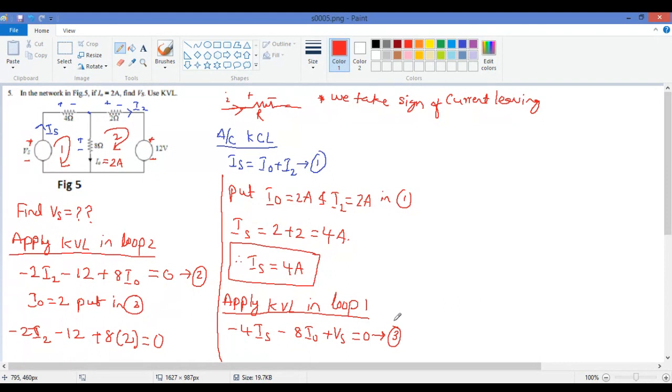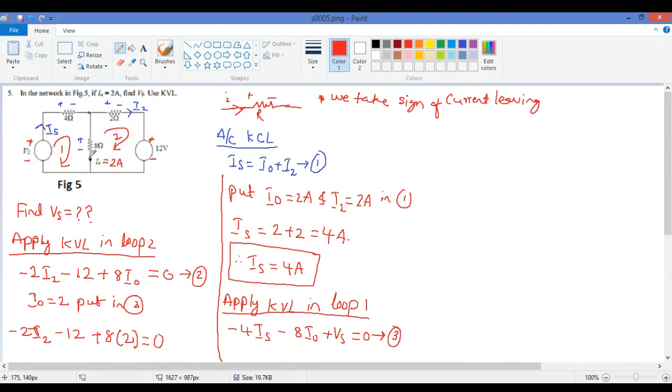Okay, somebody asked the question, why minus 4? Now you see why minus 4, because the current Is is going into the 4 ohm resistance, but it is leaving from the negative polarity. So we are taking the sign of the polarity of the current-leaving side of the element. Current is leaving from negative polarity, so that's why I take minus Is.